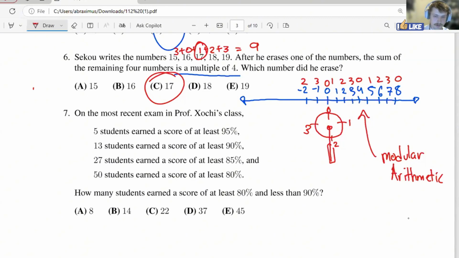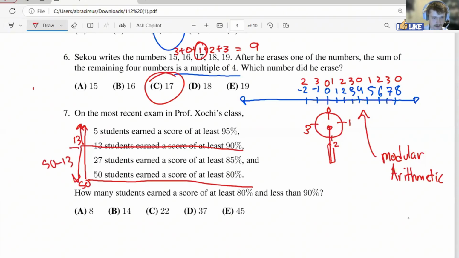Well, I just like to draw on top of my tests. It makes it easier for me to think. We can see that pretty much everyone, all 50 of them, got at least an 80%. But how many got less than a 90%? Less than a 90% is down here. We have 13 above and 50 down here. So that means we have to have 50 minus 13 in here. That gives us 37.